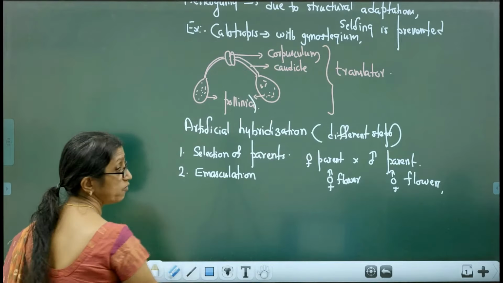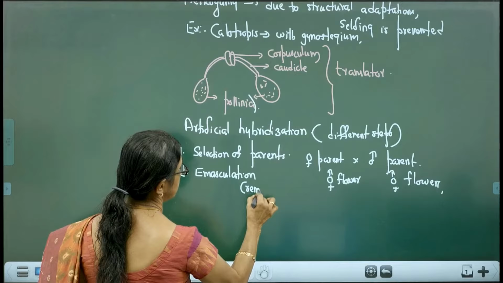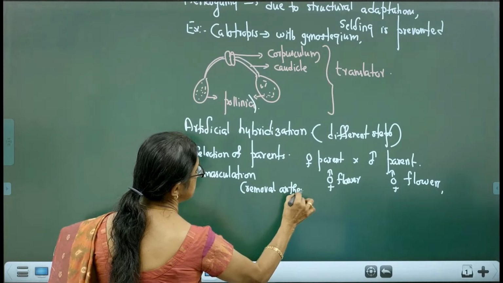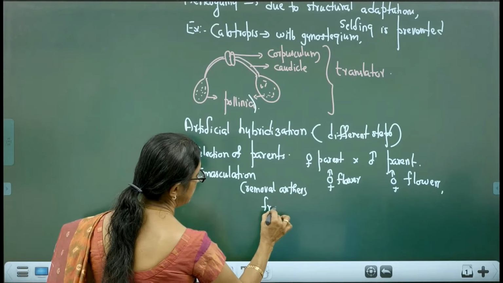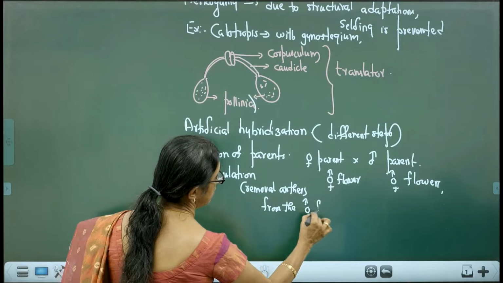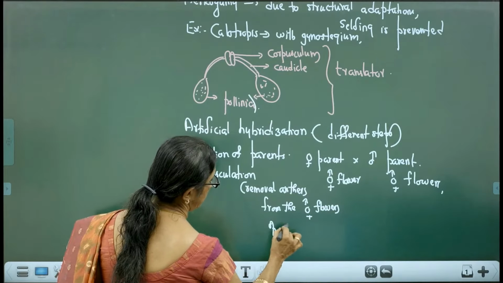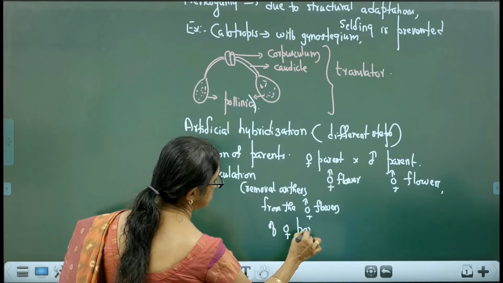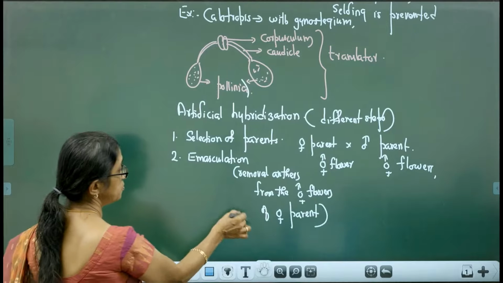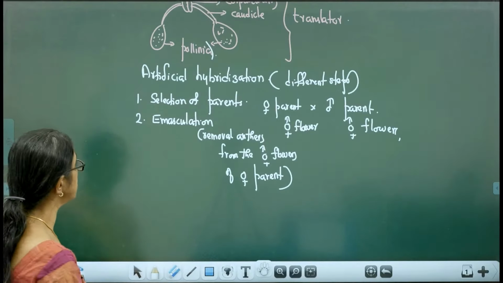Emasculation is removal of anthers from the bisexual flowers of the female parent. Otherwise, there is a chance for self-pollination. So the second step is over.